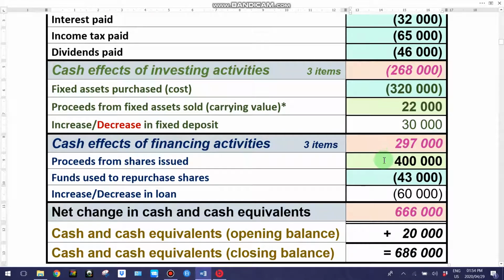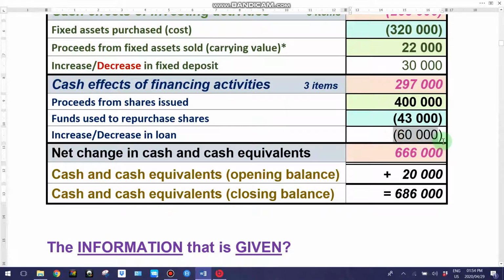Okay, so in my example here, I have brackets around 60,000, so I am saying it's an outflow. If I have an outflow, it means that I decided to pay back the loan, so the loan would have decreased from one year to the next. That amount would be the decrease in loan, and that's why I have the brackets. If I said increase in loan, then I would have no brackets, because that would represent an inflow of cash.